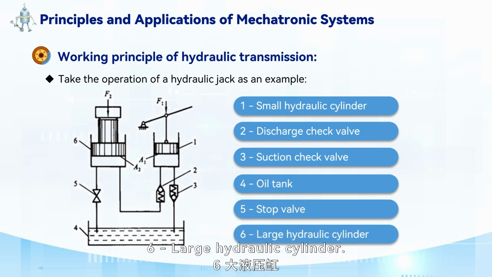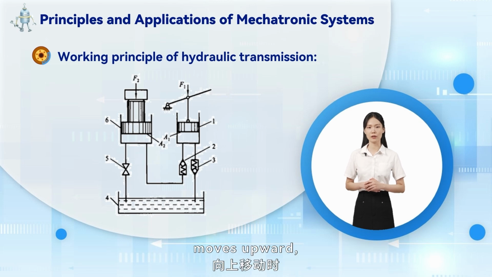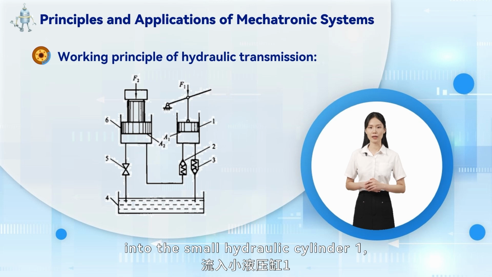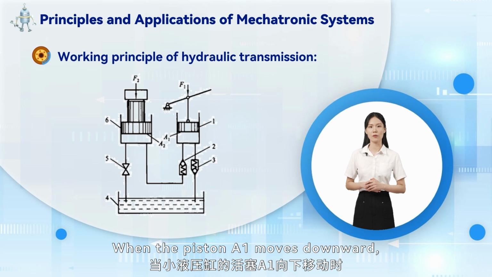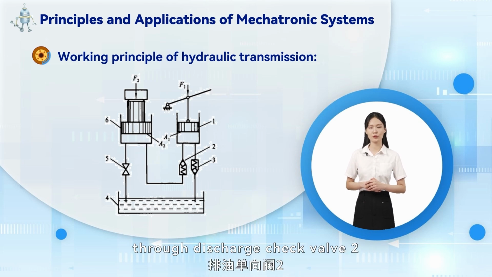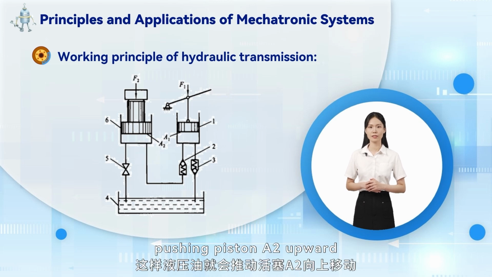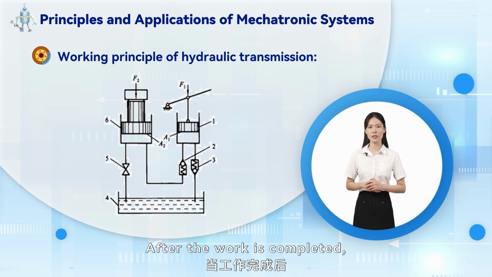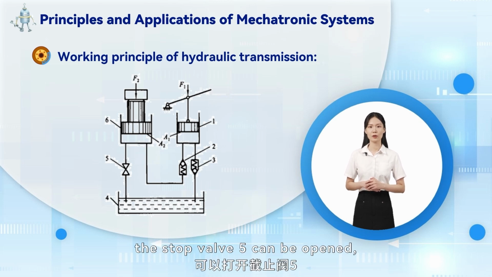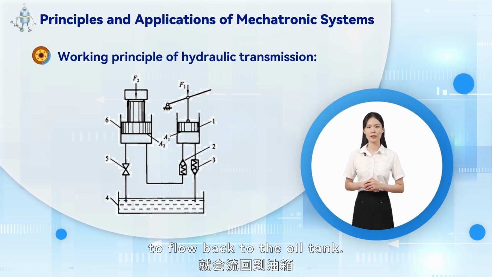6. Large hydraulic cylinder. When the piston A1 of the small hydraulic cylinder moves upward, the hydraulic oil can only flow through suction check valve 3 into the small hydraulic cylinder 1, thus filling it with oil. When the piston A1 moves downward, the hydraulic oil can only flow through discharge check valve 2 into the large hydraulic cylinder 6, pushing piston A2 upward and generating an upward force to lift the load. After the work is completed, the stop valve 5 can be opened, allowing the oil in the large hydraulic cylinder 6 to flow back to the oil tank.